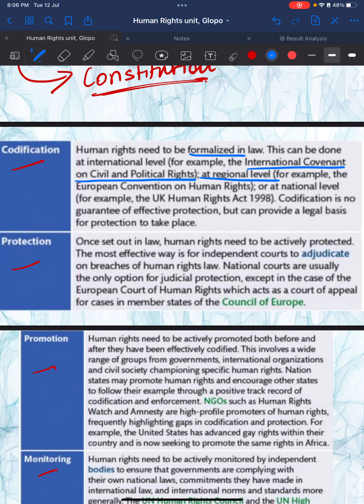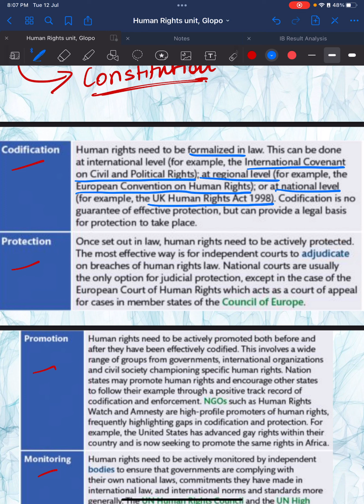At regional level, for example, the European Convention on Human Rights. So that means all these documents have been written down at the international level or at the regional level. Or at national level, as I said, your country's constitution. For example, here it is given UK Human Rights Act 1998, but instead of that, you can think of your country's constitution or your country's major law also, which has taken place during your time if you want to take that. But if you want to take any earlier law, you are allowed to do that also.